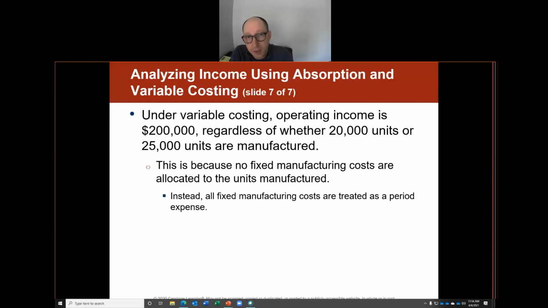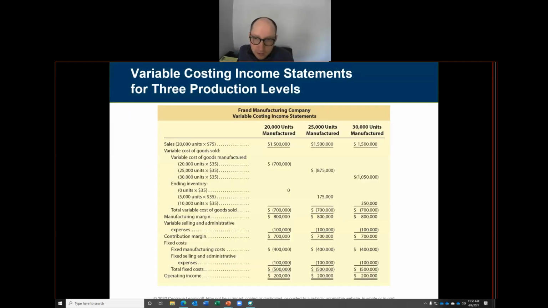Okay. Under variable costing, the operating income is 200,000 regardless of whether we made 20 or 25,000 units. And that's because there are no fixed manufacturing costs included. Because remember, with variable costing, we separate out the variable cost from the fixed cost. Under absorption costing, we include the two together. And so, from that perspective, I think it's an interesting concept.